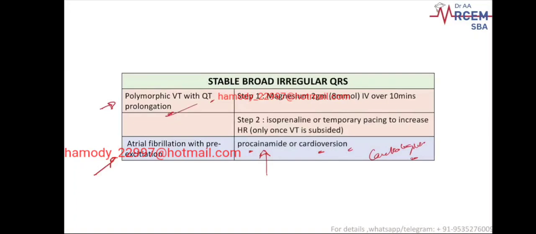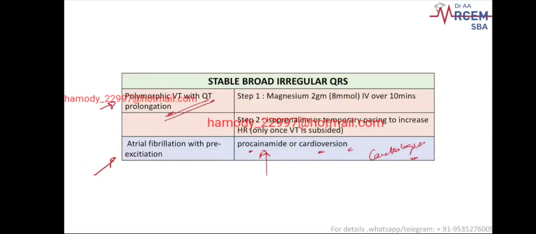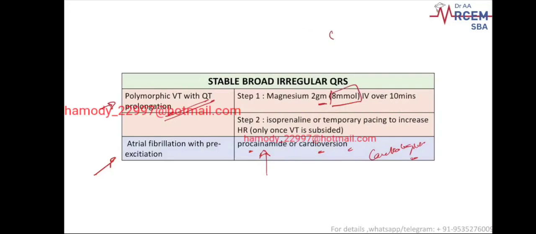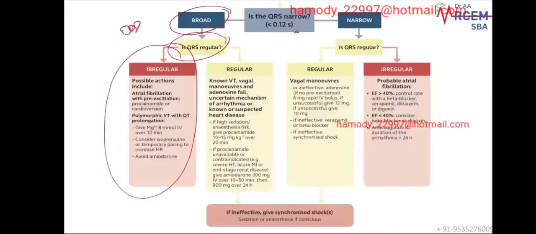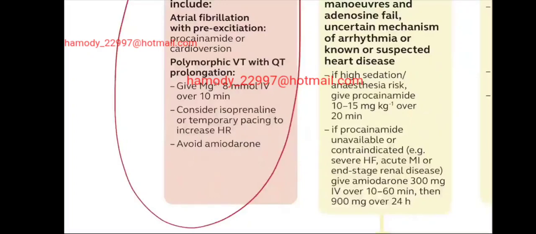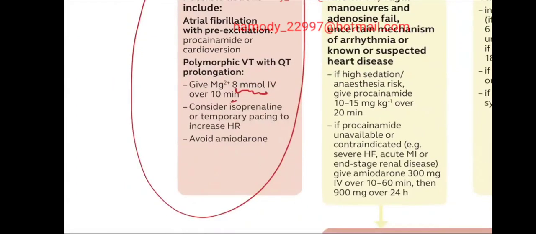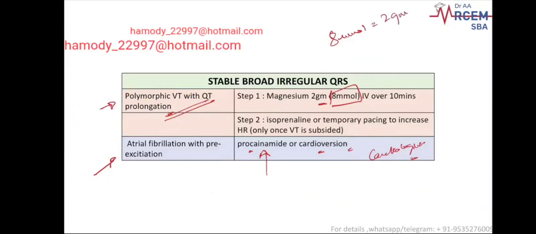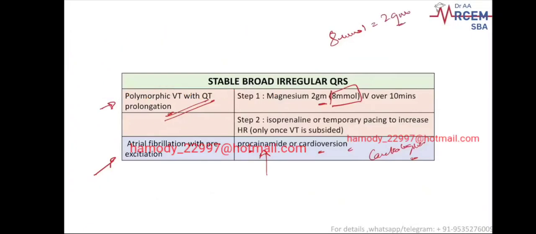What if it is a polymorphic VT with QT prolongation? Is it magnesium that you're giving? Here they have mentioned 8 millimoles in the new algorithm. If you see here, they have mentioned 8 millimoles to be given over 10 minutes. Is it different from what we have learned previously? No. 8 millimoles means 2 grams itself. In the previous algorithm, they had mentioned it as 2 grams.